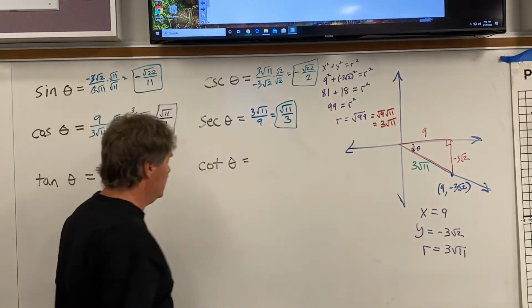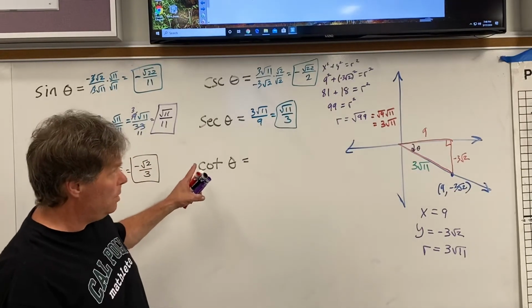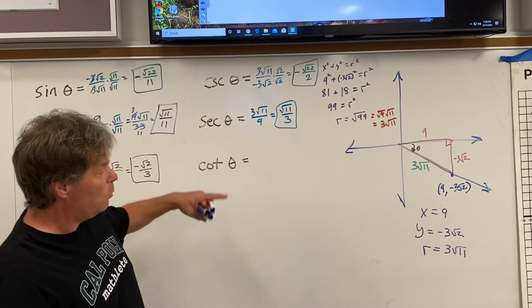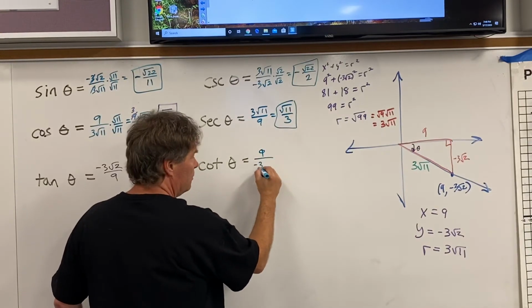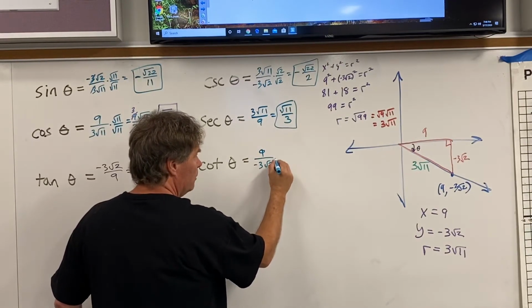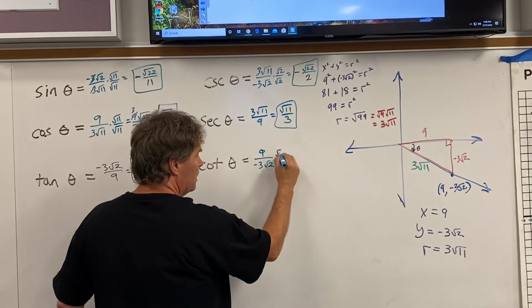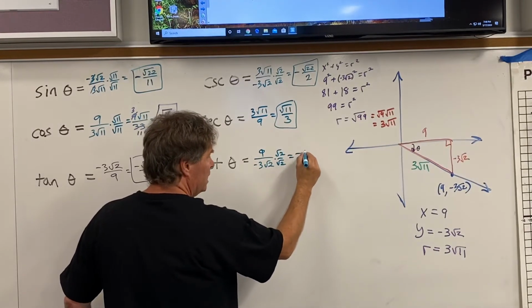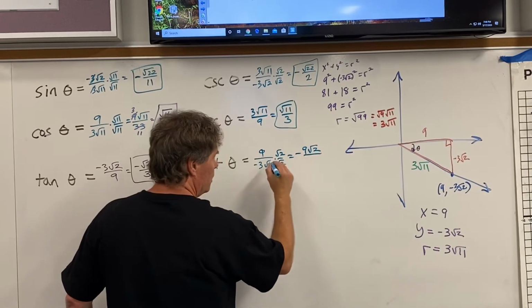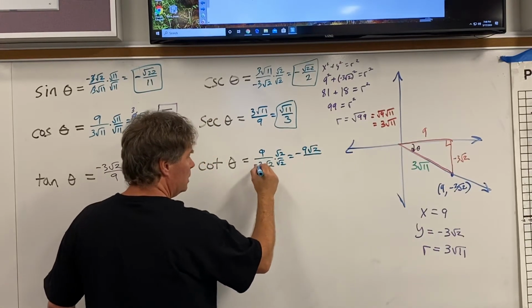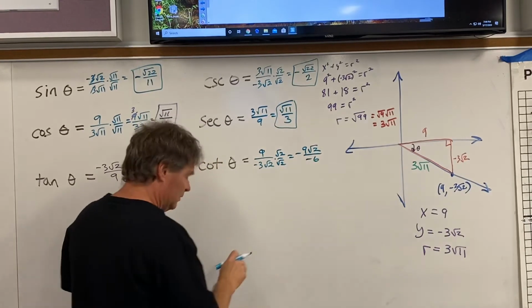And then finally, cotangent is x over y. So it's going to be 9 over negative 3 root 2. We don't want the root 2 in the bottom, so we multiply by that. We get negative 9 root 2 over root 2 times root 2 is 2, times negative 3 is negative 6.